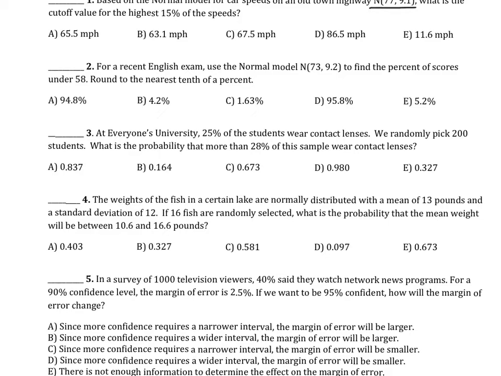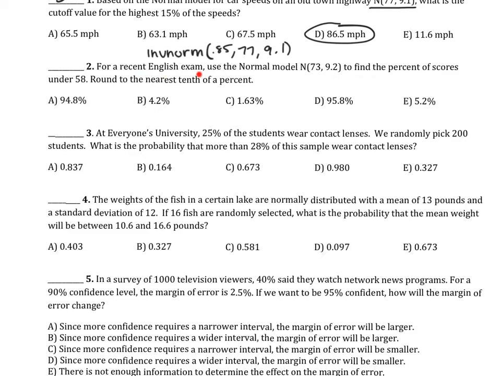So for reference, we're looking at a normal curve centered at 77 with a standard deviation of 9.1. And I want to know this upper boundary, the lower boundary actually, for the upper 15%. Remember that your calculator only reads to the left. So when I insert this into my calculator, I'm going to use inverse norm because I'm looking for a particular value. The area to the left is 85%, so 0.85. Mean is 77, standard deviation is 9.1, and you should get out D, approximately 86.5 miles per hour.